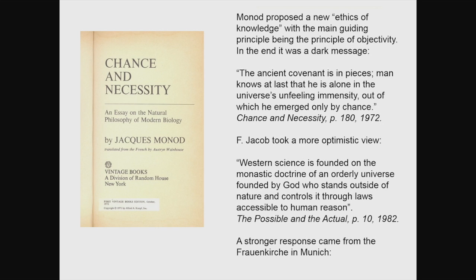His colleague, François Jacob, took a much more optimistic view, and he also wrote a book on evolution. He had a very good way with words. And he said, well, Western science is founded on the monastic doctrine, Catholic probably, of an orderly universe founded by God, who stands outside nature and controls it through laws that are accessible to human reason. Now, the strongest response came the same year in the form of four sermons in the Frauenkirche in Munich by Cardinal Ratzinger, which he then wrote a book about. And the book is dedicated to the poor people that had to hear those homilies.